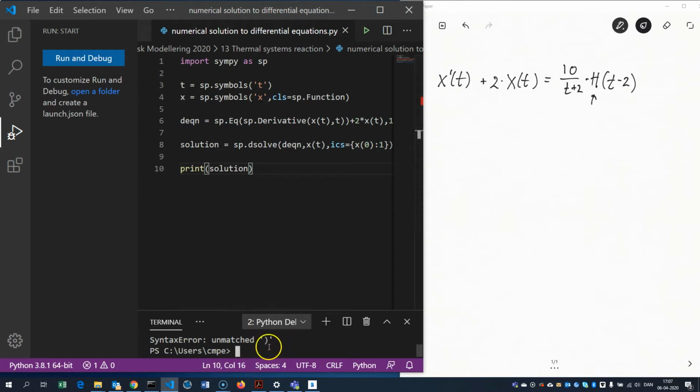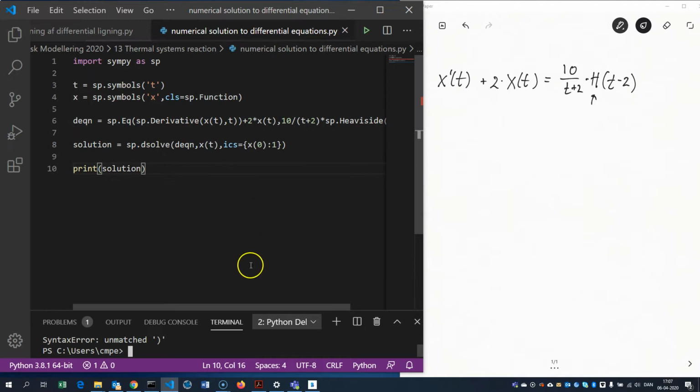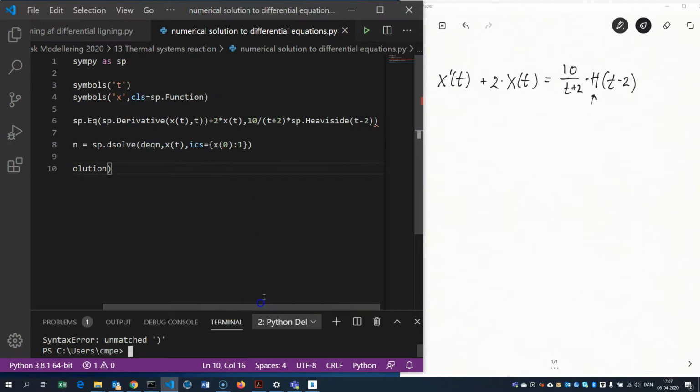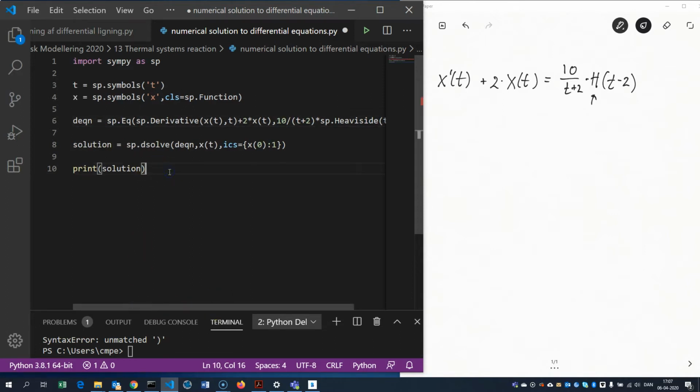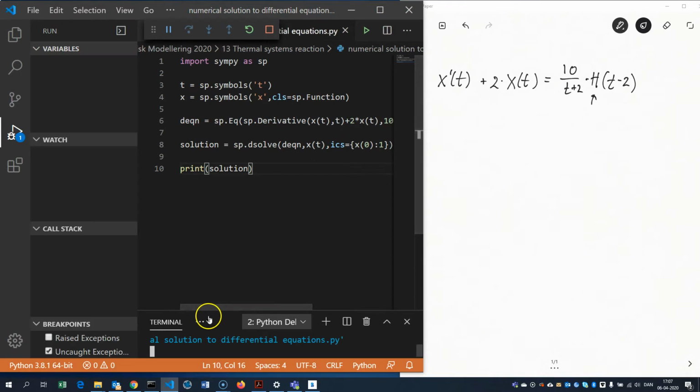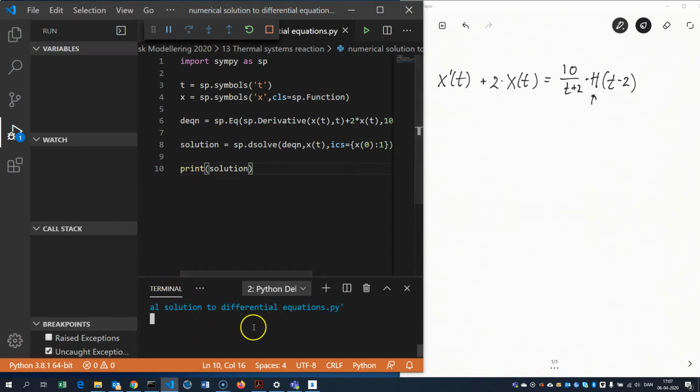Oh, there's a bracket too much. It's probably up here. Let's just look at it. Something's wrong. This is right. So there's that one is too much. Let's try again. So SymPy takes its time to find a solution to this differential equation. And that's because it's not so easy.